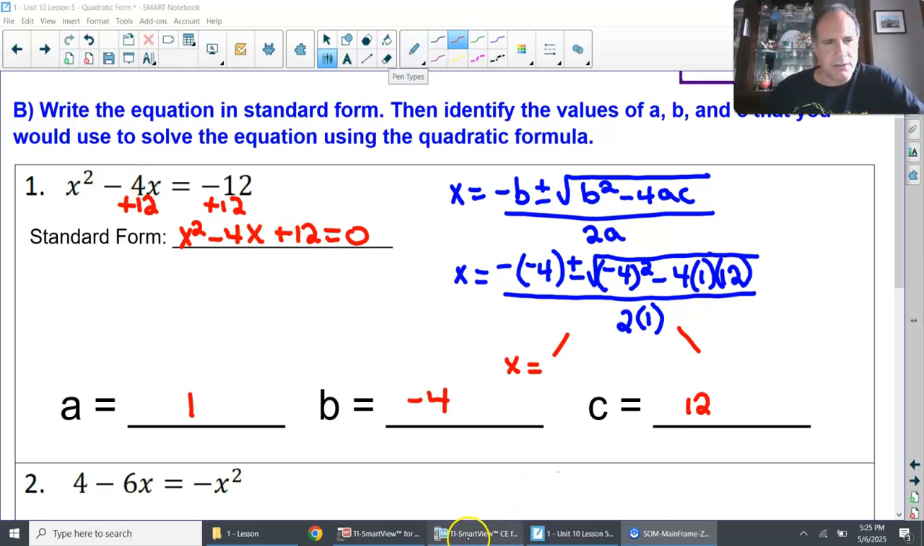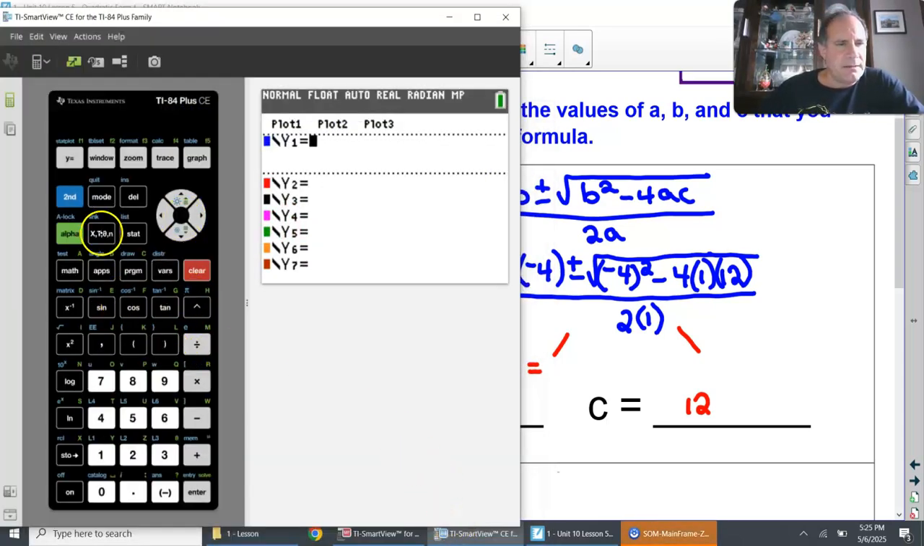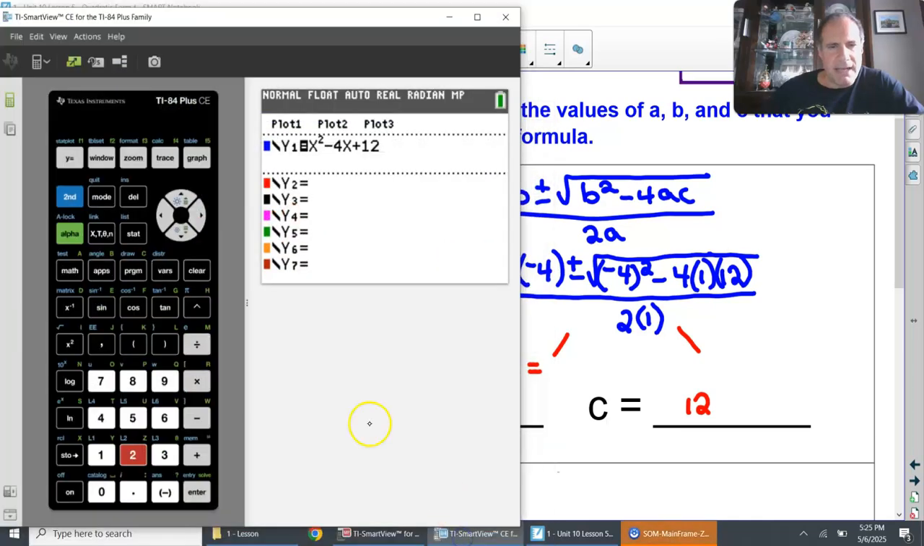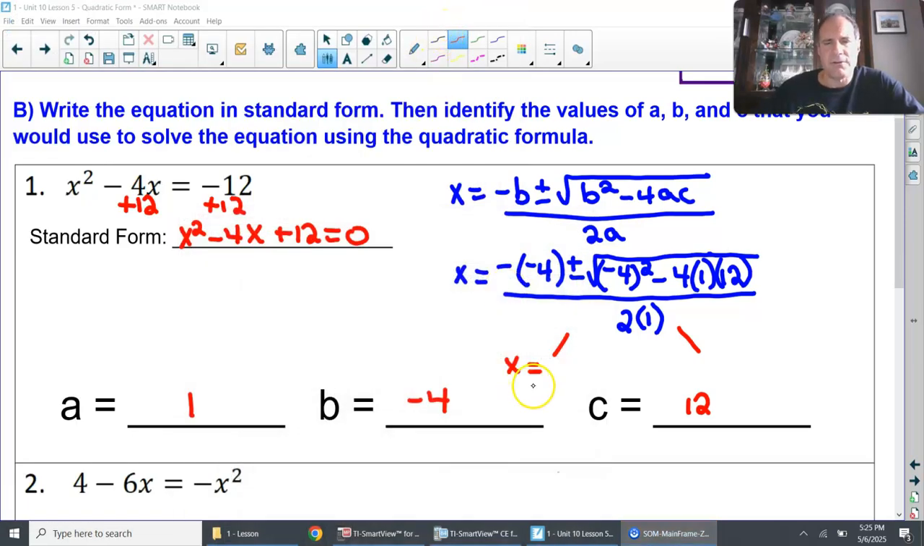Now I am going to go and put in x squared minus 4x plus 12. X squared minus 4x plus 12. And I'm going to bring that back up, and I'm just going to press graph, and there it is, right there. So you could see no solution. Can't take the square root of a negative.